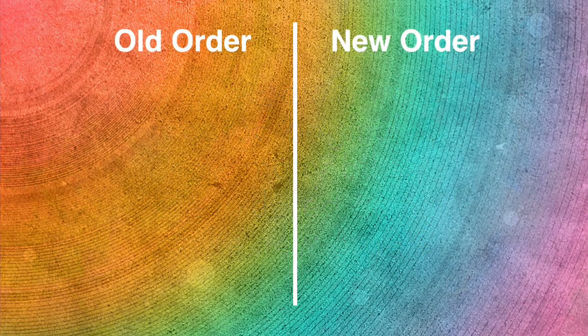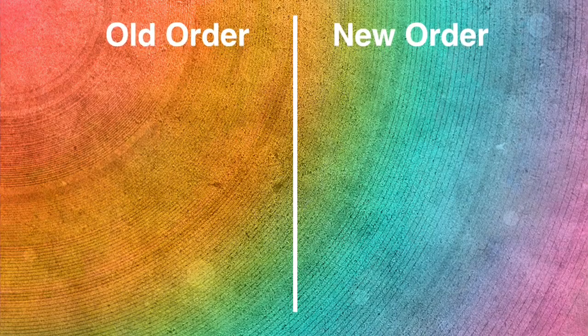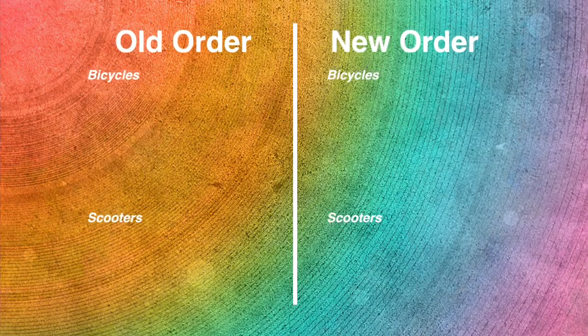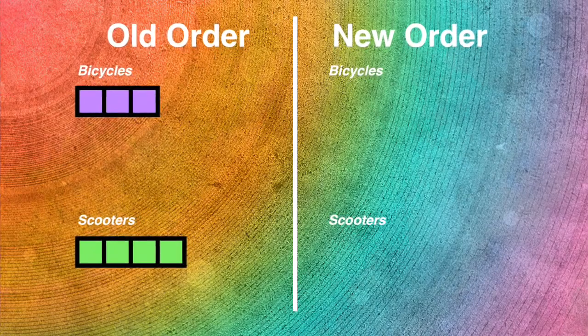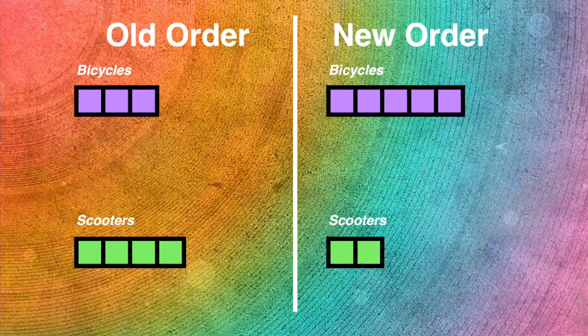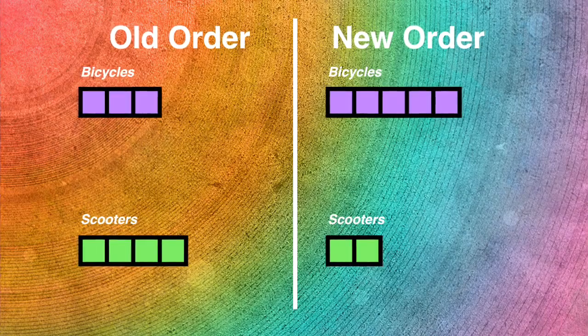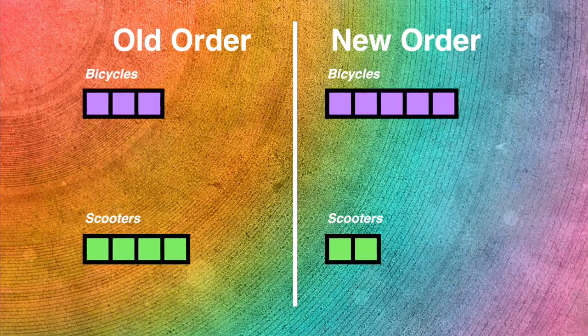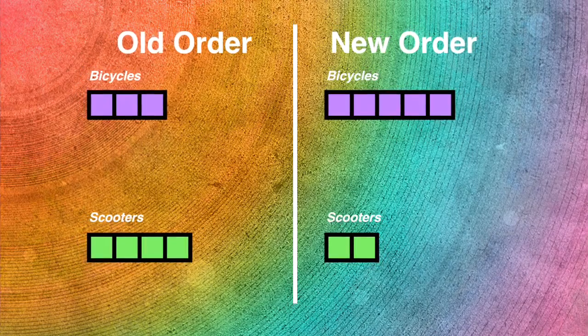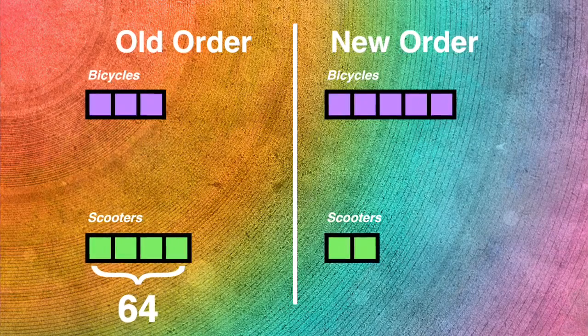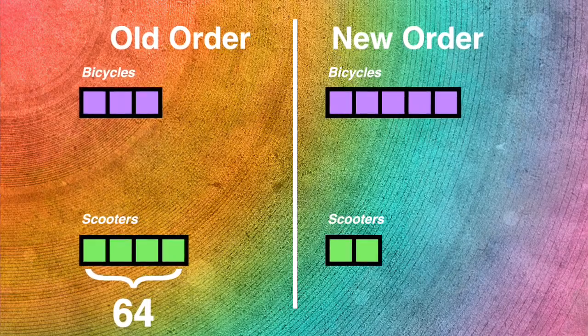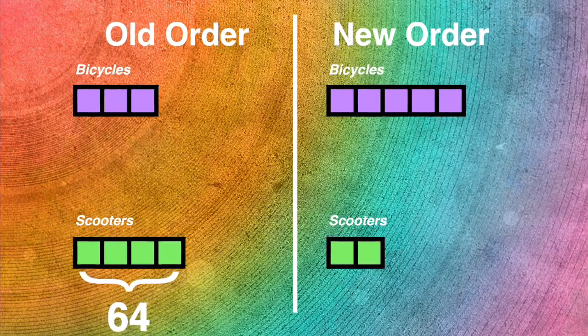Okay, what are we dealing with? Well, we have an old order and we have a new order, and we have bikes and we have scooters. And we are told that the old order was for every 3 bikes there were 4 scooters, and the new order is for every 5 bikes there are 2 scooters. Notice that both the old order and new order have a total of 7 units. The last bit of information we are given is that the old order consisted of 64 scooters.